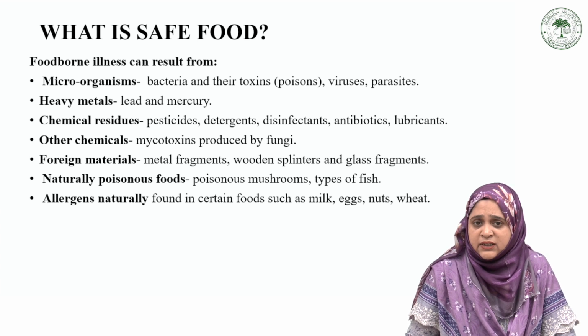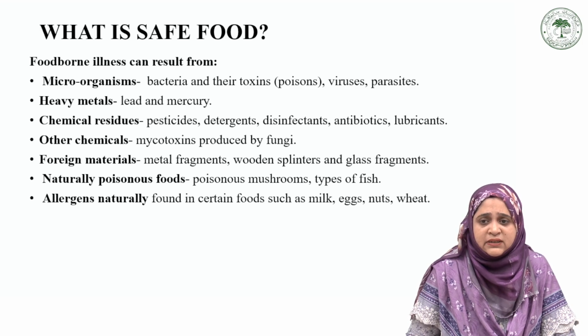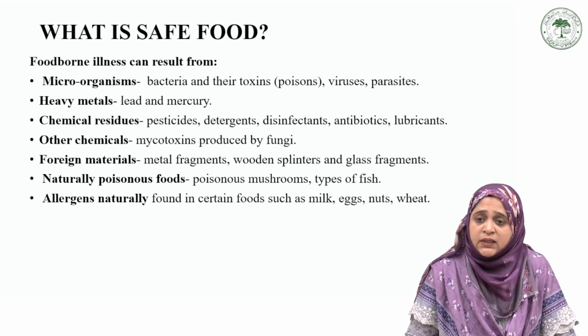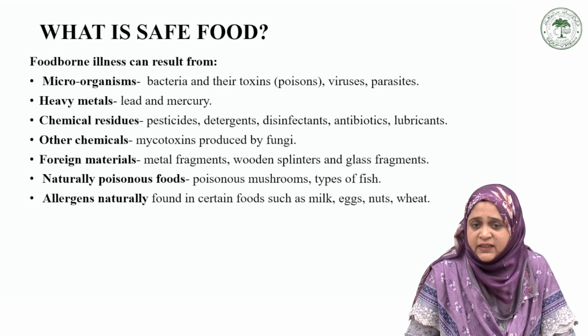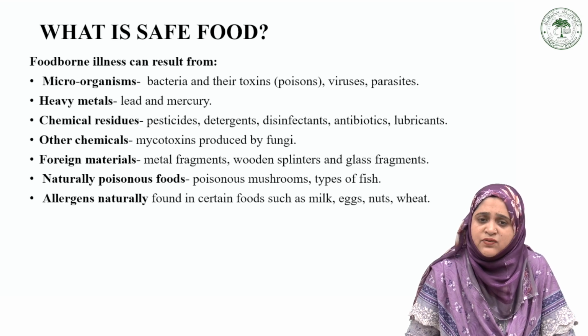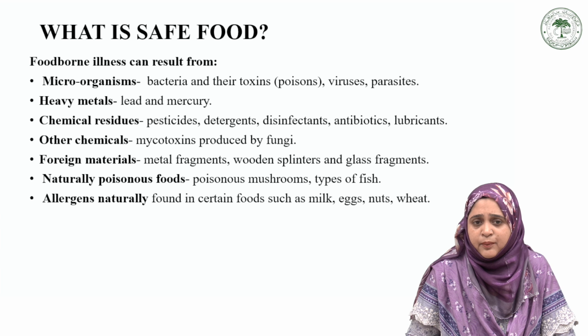Some other factors that are responsible for foodborne illness are heavy metals such as lead and mercury, which can cause neurological damage in infants and children. Then another one is chemical residues such as pesticides, detergents, disinfectants, antibiotics, lubricants, and illegal food additives, as well as those used in concentrations higher than maximum regulated levels.